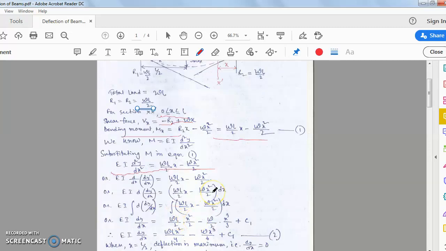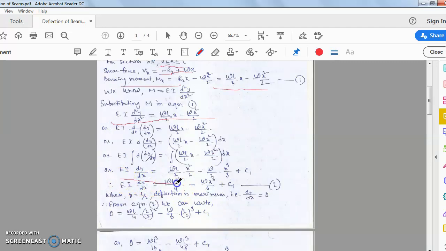So this is a double order derivative of y. In order to get the value of y, you will have to integrate the expression 2 times. So it's a double integration method. In the same way, EI d/dx of dy/dx. After integration of both sides we'll get: EI dy/dx equals WL x square by 4 minus Wx cube by 6 plus C1.